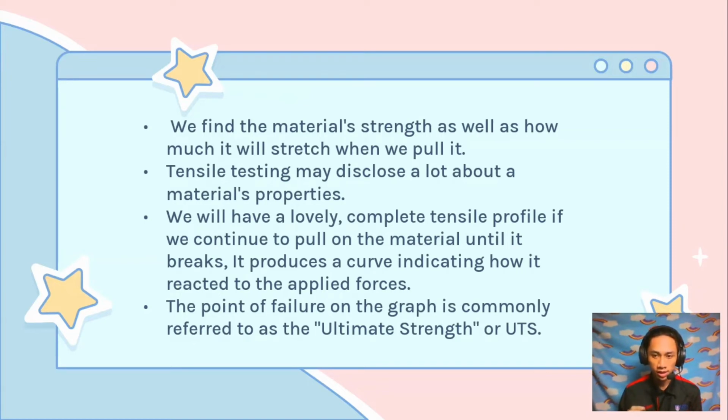Next, tensile testing may disclose a lot about material properties. We will have a lovely, complete tensile profile if we continue to pull on the material until it breaks. It will produce a curve indicating how it reacted to the applied forces. So lastly, the point of failure on the graph is commonly referred to as the ultimate tensile strength, or UTS.